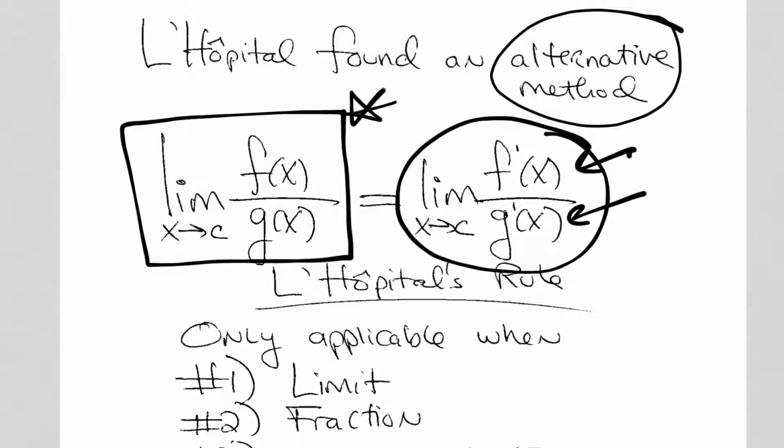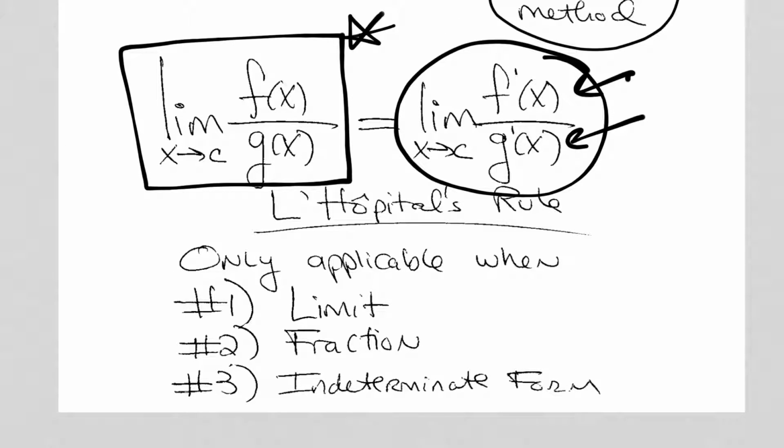This is for limits only. It's for limits only, and for limits of fractions, and only limits of fractions that resolve to be the indeterminate form. So I've got a three-step checklist for you, and L'Hopital's rule is applicable only when it's a limit, only when you're taking the limit of a fraction, and only when the answer turns out to be the indeterminate form. So another three-step checklist. Now if you pass all three, then you're allowed to use L'Hopital's rule.